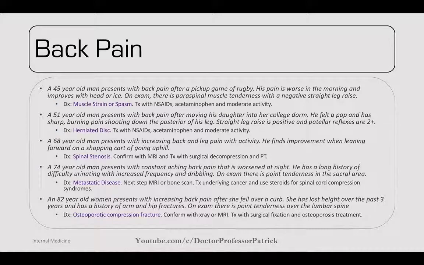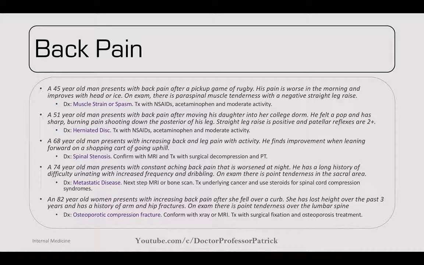Next, we've got a case of a 74-year-old man with a constant aching back pain. It's worsened at night. He has a long history of difficulty urinating with increasing frequency and dribbling. And on exam, there is point tenderness in the sacral area. So there are multiple red flags here, and this is diagnostic for metastatic disease. Next best step would be an MRI or a bone scan, and you can treat the underlying cancer and use steroids for spinal cord compression syndromes.